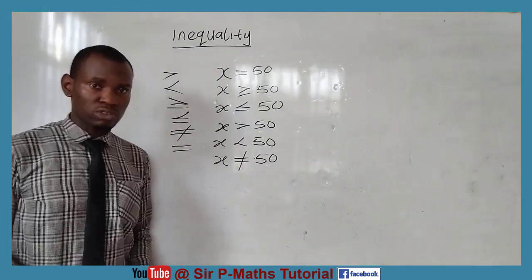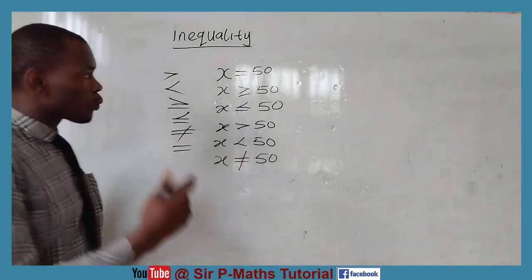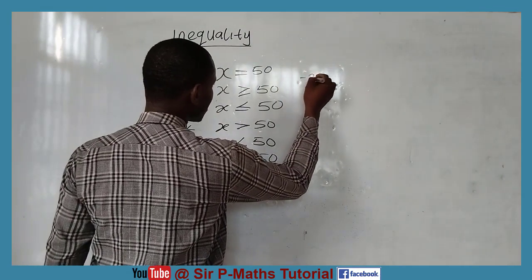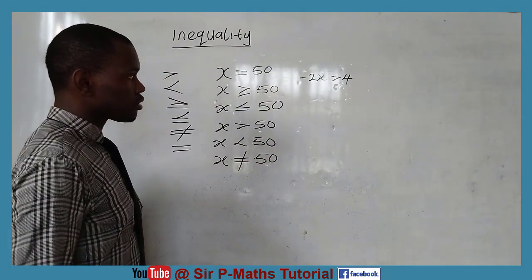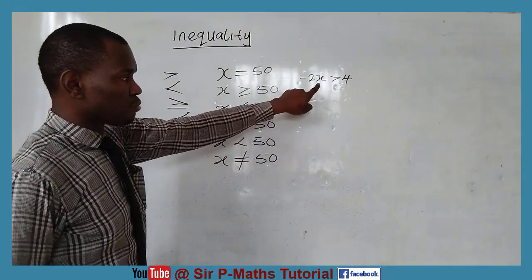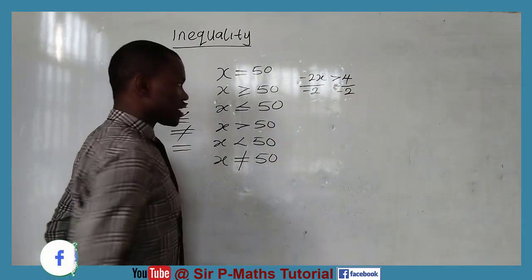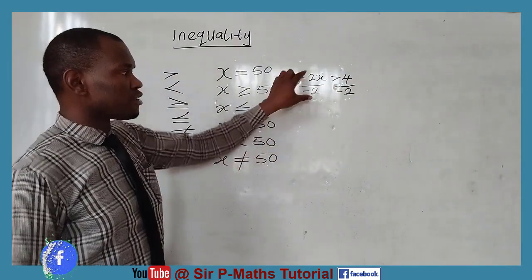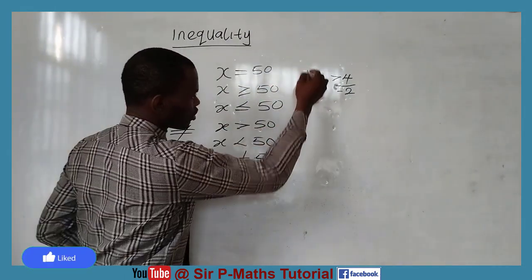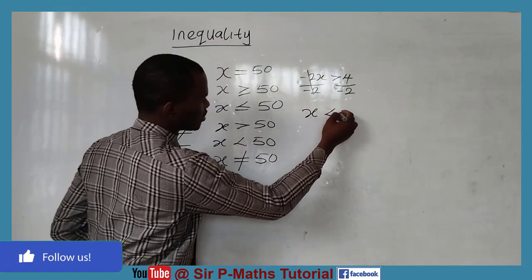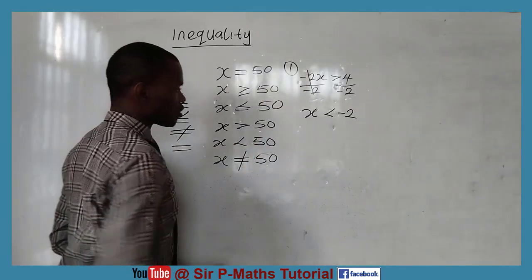I would like us to take some examples, but before then, you consider some basic rules in solving inequality. Whenever you are solving inequality and you meet a problem like this, a negative number attached to a variable, of course, to make the variable the subject, we use that number, minus 2, and divide both sides. The inequality rule says that whenever you divide by a negative 2, the sign will change. Therefore, I will now have X less than minus 2. That is one of the rules in solving inequality.